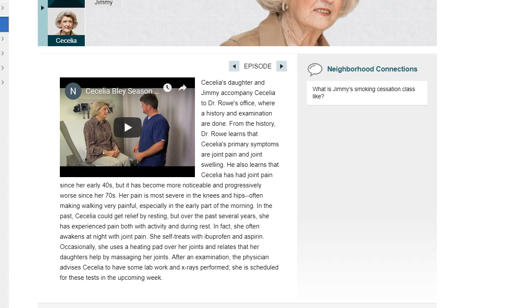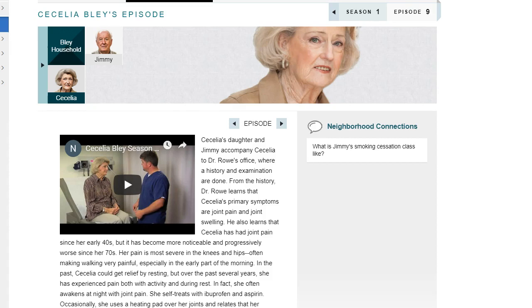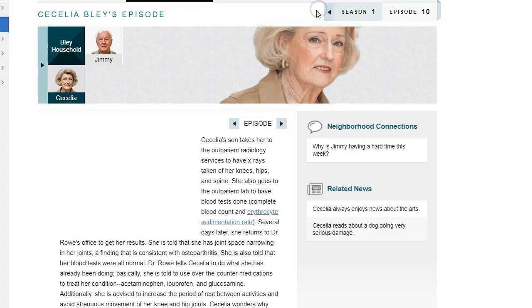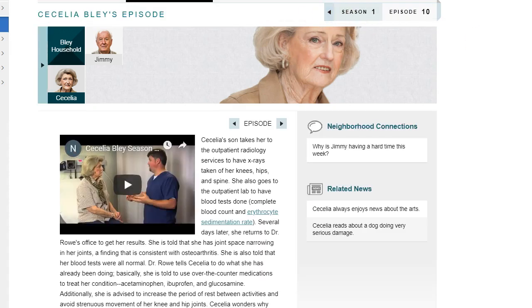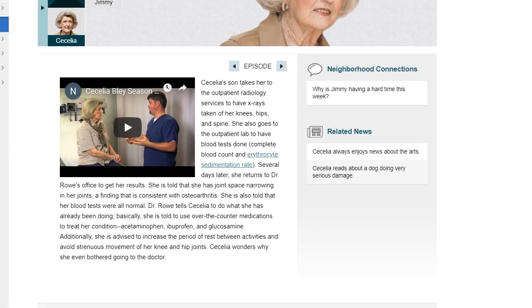After an exam, the physician advised Cecilia to have some lab work and x-rays performed. She is scheduled for these tests in the upcoming week. So she does have x-rays taken of her knees, her hips, and her spine, and she also goes to the outpatient lab to have some blood tests done, a complete blood count and erythrocyte sedimentation rate.